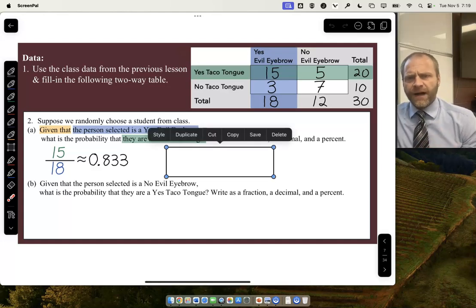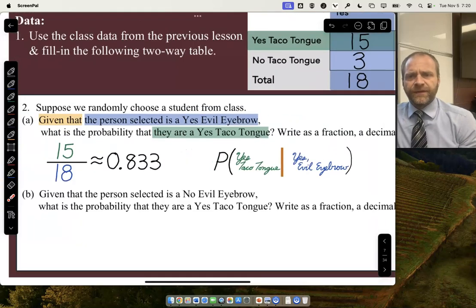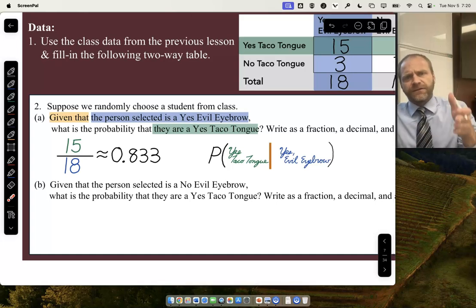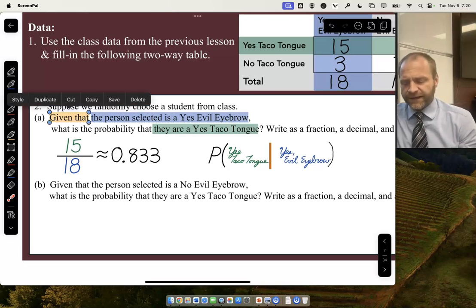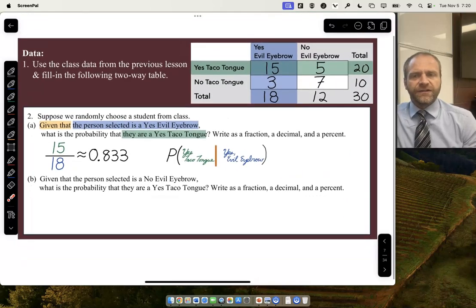In symbolic form, what we're dealing with is this notation. Probability of yes taco tongue, you see this vertical line, yes evil eyebrow. You can see I tried to color code it, the given that right there is what this represents. So given that yes evil eyebrow, what's the probability that they're going to taco tongue? So we're going to get used to that notation in this lesson. So we can see how notation has been building throughout this whole section.